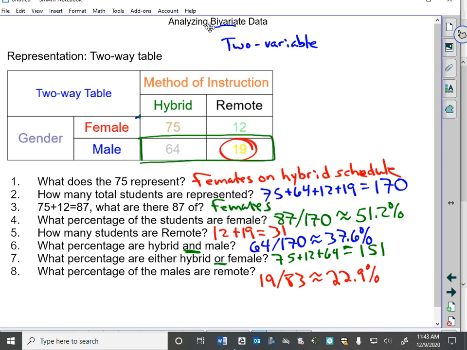All right. This is just a sample of some of the questions that I could ask from this. I asked 8 questions off of just 4 numbers in this table, and I could ask a lot more than that. But I wanted you to be familiar with how you find your way around the table and the kinds of questions that they might be asking you in this situation.